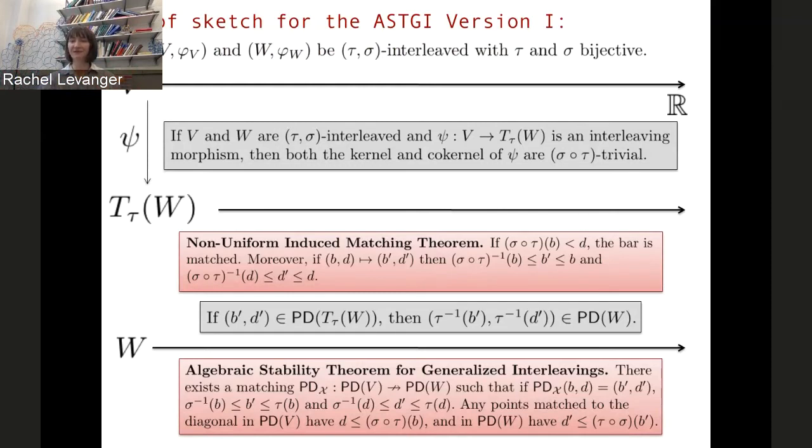And when you apply this tau inverse, you end up with the nice version of the algebraic stability theorem for these generalized interleavings. Originally, you might have only seen the induced matching theorem applied with sigma composed tau, but if you put this tau inverse in there to shift everything back, all of the mass cancels out very nicely, and you end up with this very simple relationship, with sigma inverse and tau controlling the birth and death times, and then the two compositions in each order controlling the points along the diagonal that are unmatched. So that's kind of the nuts and bolts of how it works.